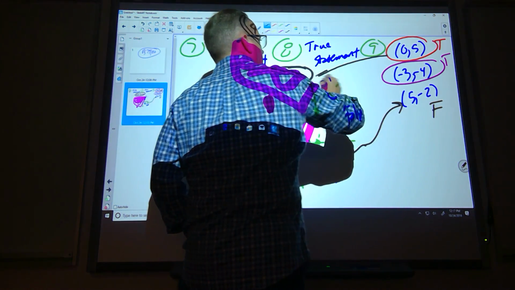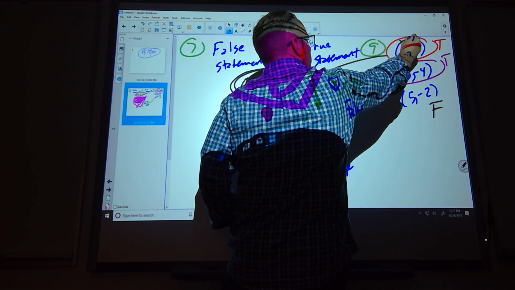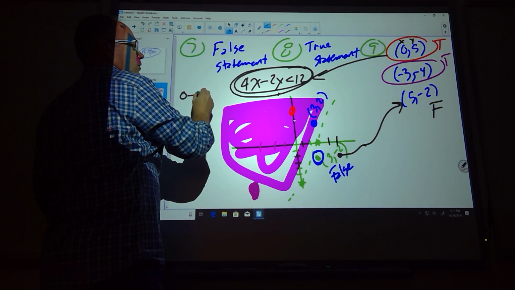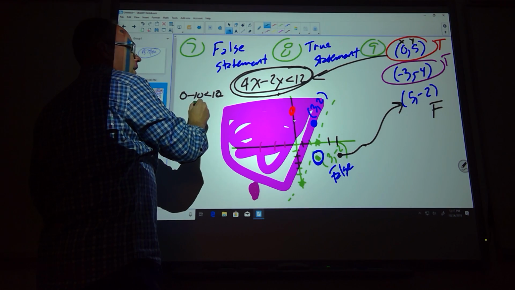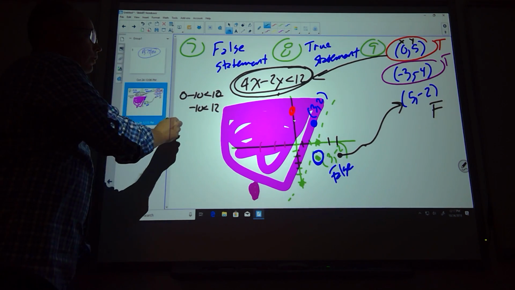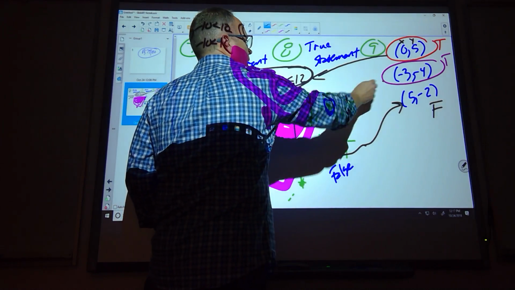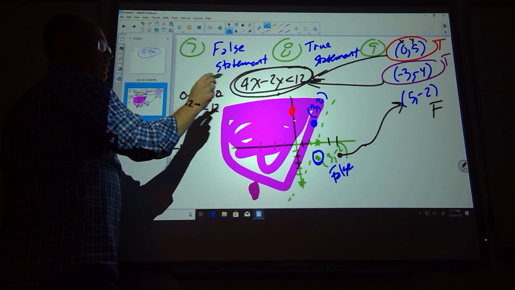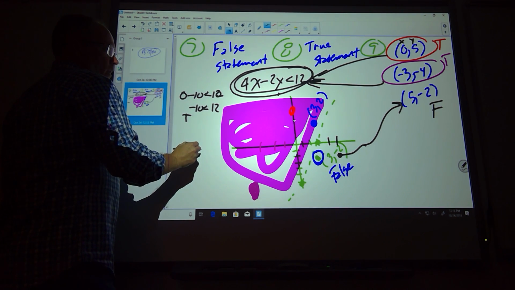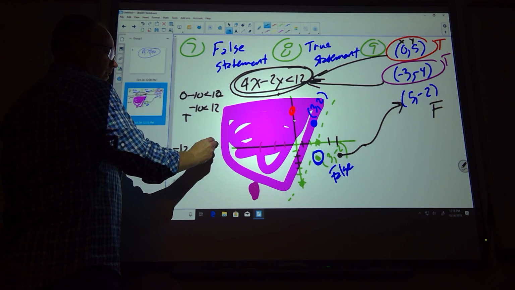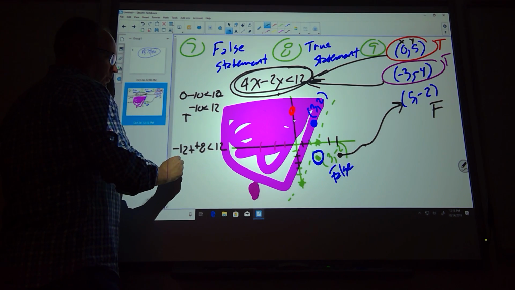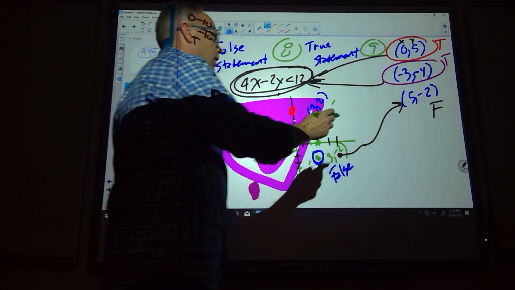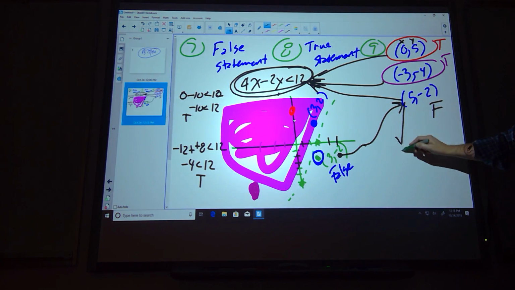If I use this inequality and plug it in, because that's an x and a y value, I'm going to get 0 minus 10 is less than 12. So -10 is less than 12. That's totally true. If I tried this one right here and plug that in, that's going to give me 4 times -3, which is -12, minus 2 times -4, which is -8. Is that less than 12? That gave me plus, so that's -4 is less than 12. So that's also true.